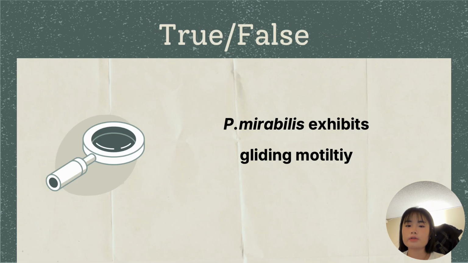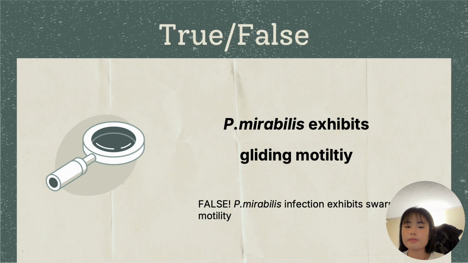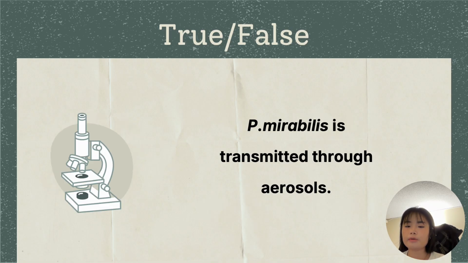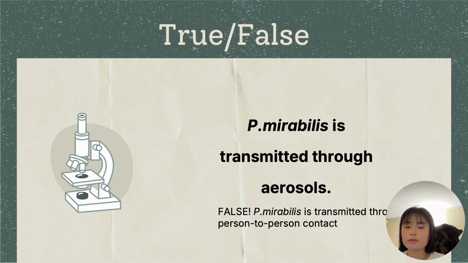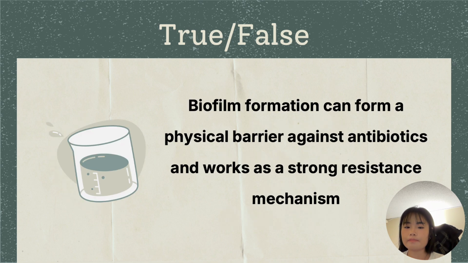And we have true or false questions. Proteus mirabilis exhibits gliding motility. This is false because it exhibits swarming motility. Proteus mirabilis is transmitted through aerosols. And this is also false because it's transmitted through person-to-person contact.